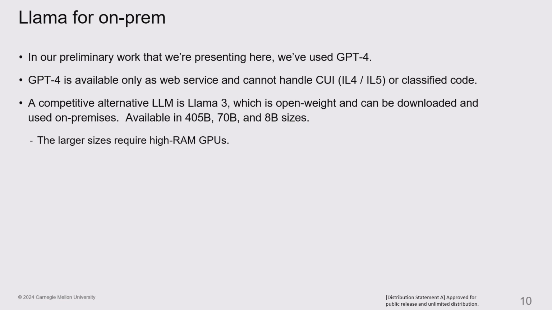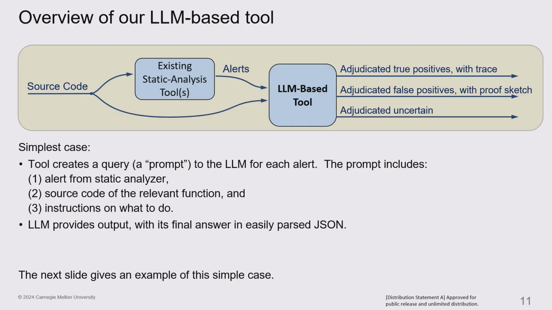A competitive alternative LLM is Llama 3, which is open weight, and it can be downloaded and run on premises. It's available in various sizes. The larger sizes require high RAM GPUs, which require an investment. So the LLM-based tool ingests static analysis alerts and source code, and outputs adjudicated true positives with a trace, adjudicated false positives with a proof sketch, or an adjudication of uncertain.